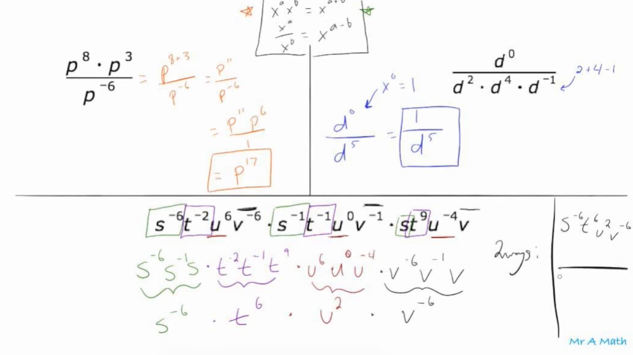But if your homework, for example, asks you to provide it in all positive exponents, remember what these negative exponents are asking us to do. We can keep the positive exponents where they are, t to the 6th times u to the 2nd, divided by, and since this is s to the negative 6, I can write it as s to the positive 6 in the denominator, and since this is v to the negative 6, I can write it as v to the positive 6 in the denominator as well.